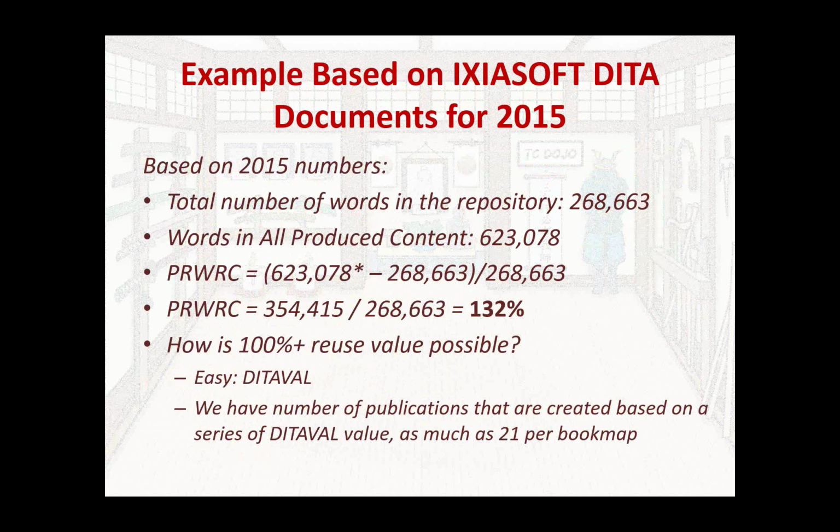And how is over 100% reuse value possible? When you look at it, it's actually quite easy, particularly given the fact that we use DITAVAL extensively. We have a number of publications that are created based on a series of DITAVAL values, as many as 21 per bookmap. So we get hella good reuse.